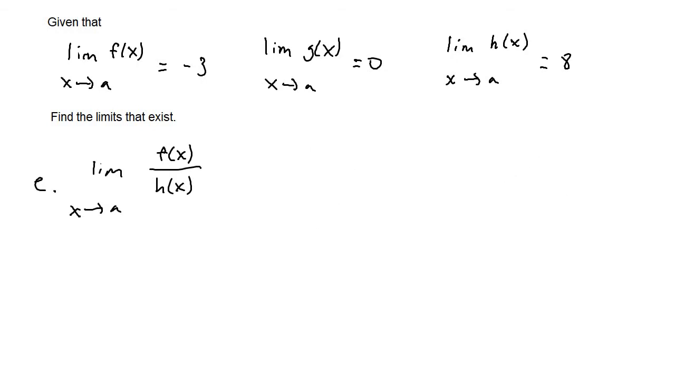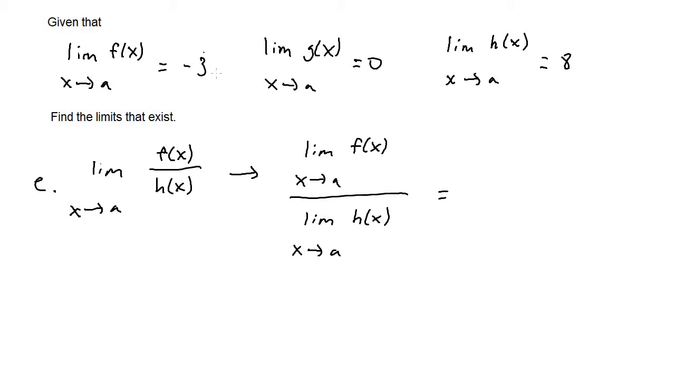For letter E now, we have the limit of f of x over h of x as x approaches a. Because we have two functions, f of x divided by h of x, we can go ahead and take the limit of each individual one. So we first take the limit of f of x as x approaches a, and then divide that by the limit of h of x as x approaches a. So the limit of f of x as x approaches a is going to be negative 3. So we take negative 3 divided by the limit of h of x as x approaches a, which is 8. So the final answer is negative 3/8.